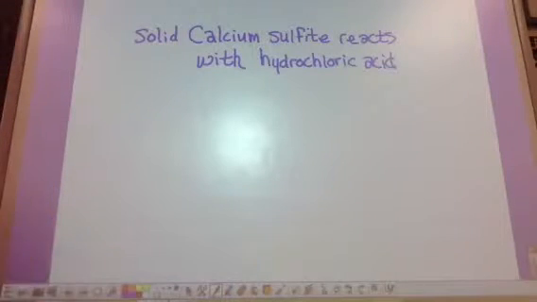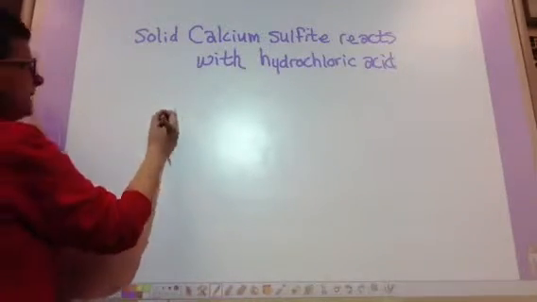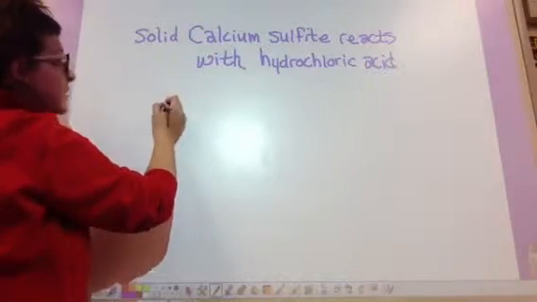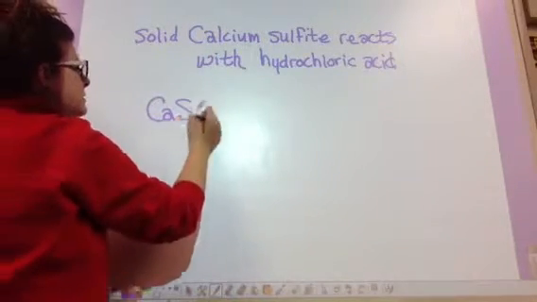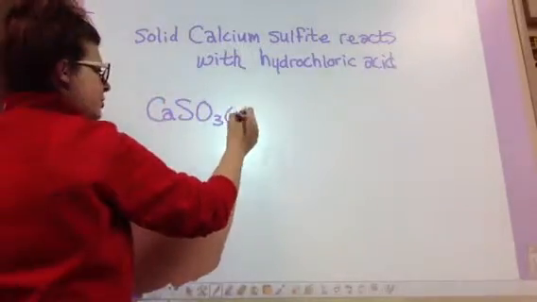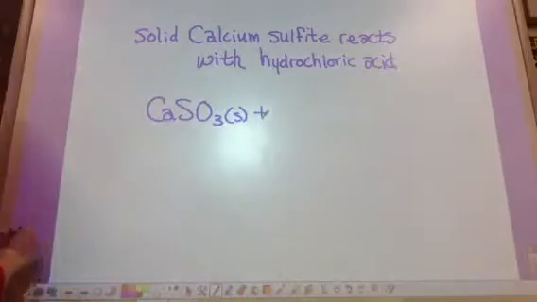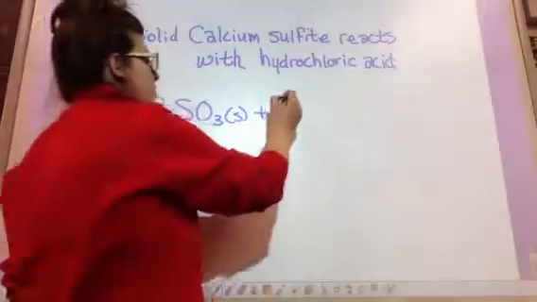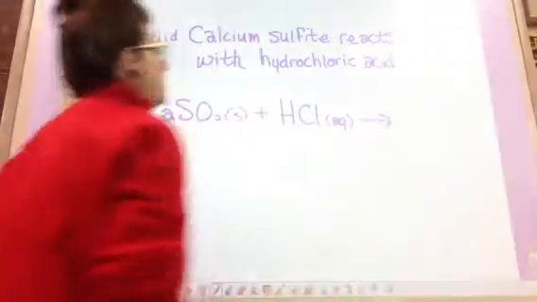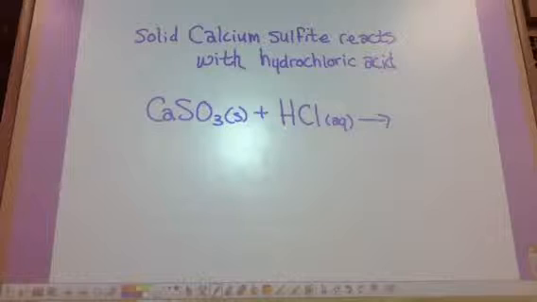So, maybe this is an acid base, maybe this is a metathesis, how do I know? First, let's just write out our reactants. Let's see what we have here. It says solid calcium sulfite. So that'd be CaSO3, because +2 charge, -2 charge. And it says it's a solid, so I'm going to write S after it. And that's reacting with hydrochloric acid. Acids are considered to be aqueous solutions, so I'm going to write HCl. That is aqueous. Okay, what does it produce?